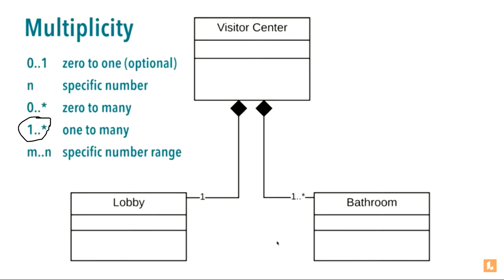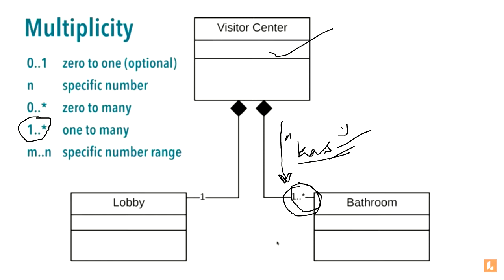Right? Now 1 dot dot star. This means one to many. If you want to read this one to many, you have to reach till here with a has. Actually, it is not written anywhere in the book that you have to reach with a has. It is just to make reading easier for you. That's why I am telling. Don't say that sir, has is not written anywhere. Just for your understanding, I am telling how you have to read it. So suppose you want to read this 1 dot dot star. You have to reach till here with a has, and you will read it as visitor center has one or more than one bathrooms.